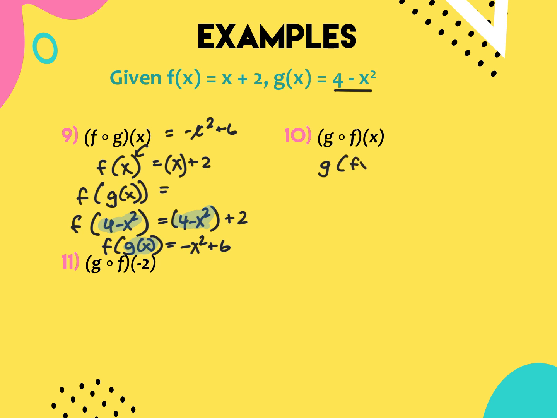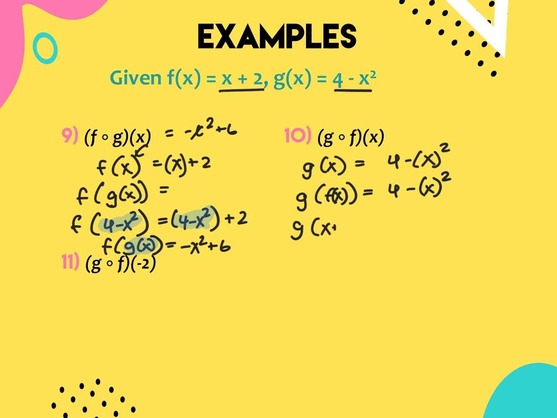First of all, let me write out g of x. I know that g of x equals 4 minus whatever x is squared. So if I'm going to do g of f of x, then it's still going to be 4 minus x squared, except now, what's f of x? Well, f of x is x plus 2. So wherever there's an x, I'm going to put x plus 2.